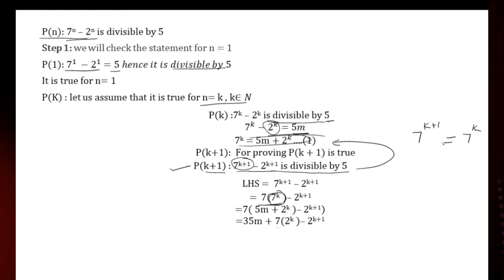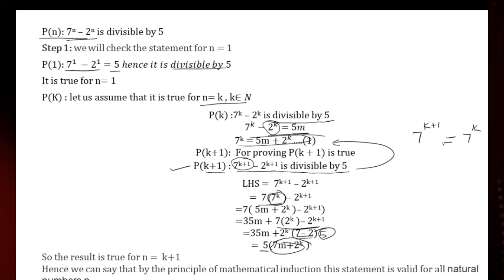And if I take 2 raised to power k common from these two terms, then it will become 7 minus 2. 7 minus 2 will become 5. So now I can take the 5 common. So 5 into some number. So that means it is a multiple of 5. So if it is a multiple of 5, I can declare that yes, it is true for n is equal to k plus 1. So by principle of mathematical induction, we can say that it is valid for all natural numbers.